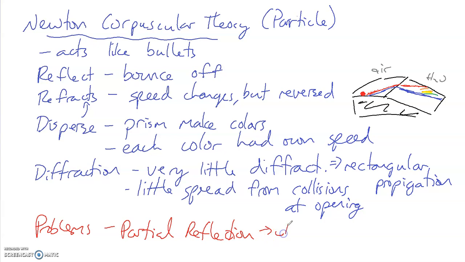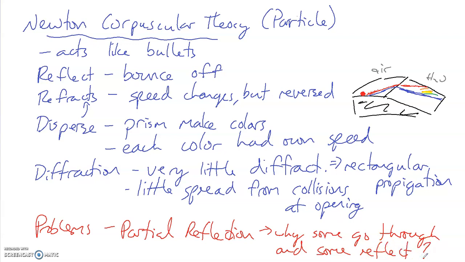So why would some go through and some reflect? Why do you get both? Why shouldn't it be one or the other? Okay, so these are some of the things that he was easily able to explain. He was a pretty smart guy when it comes to this type of stuff, but of course there were always problems.